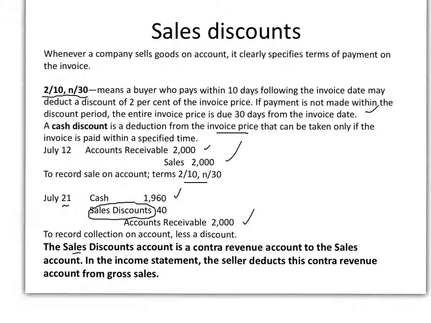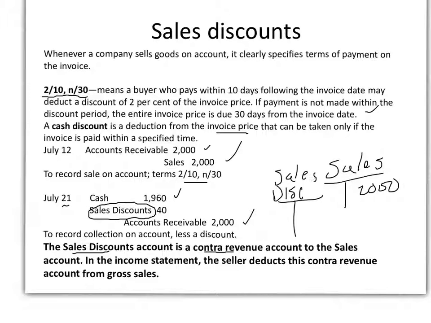Now this sales discount is a debit balance account, but it's a debit because it's contra revenue to sales. Keep in mind that sales would be a credit balance account. Well, sales discount is not a debit balance account because it's an asset or an expense. It's a debit balance account because it's called a contra, opposite the revenue. Because revenue has a credit balance, a contra revenue account will have a debit balance, and we will deduct that contra revenue from gross sales when we do the income statement.